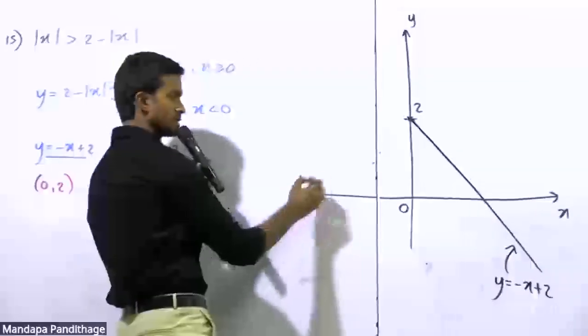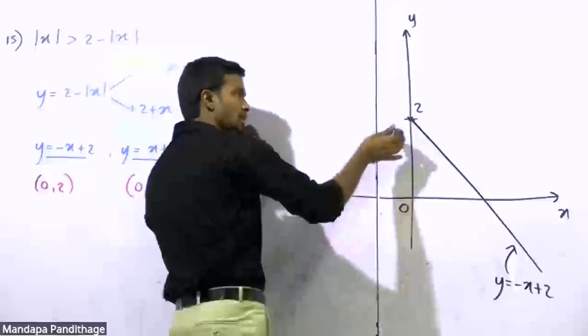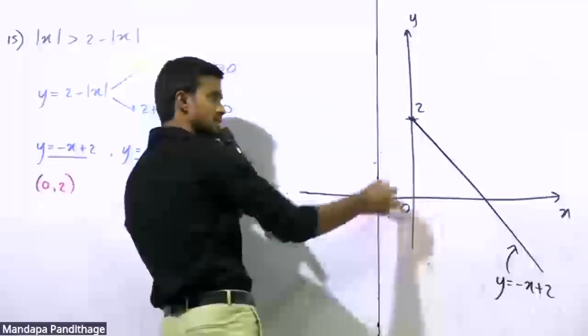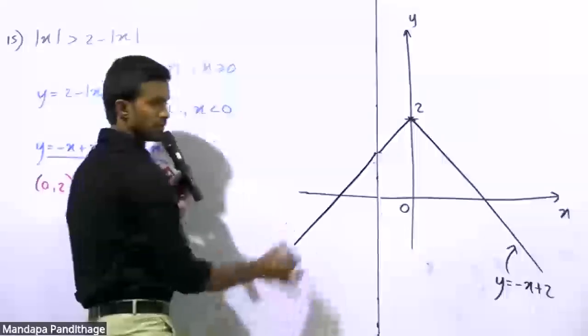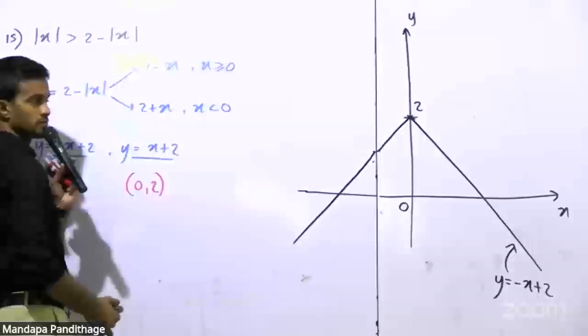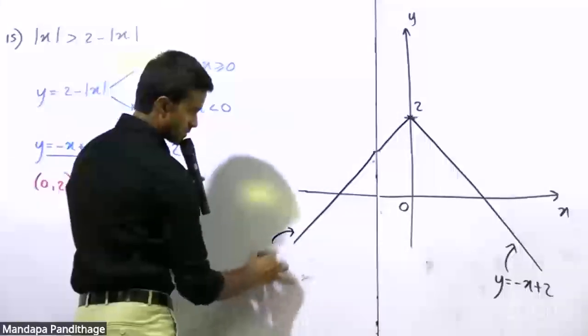The next one is x plus 2. The x plus 2 graph is in this way, but it is only valid when x is less than 0. See, this is only valid when x is less than 0. So here it goes in this way. This is only valid when it is less than 0. That is y equals x plus 2.